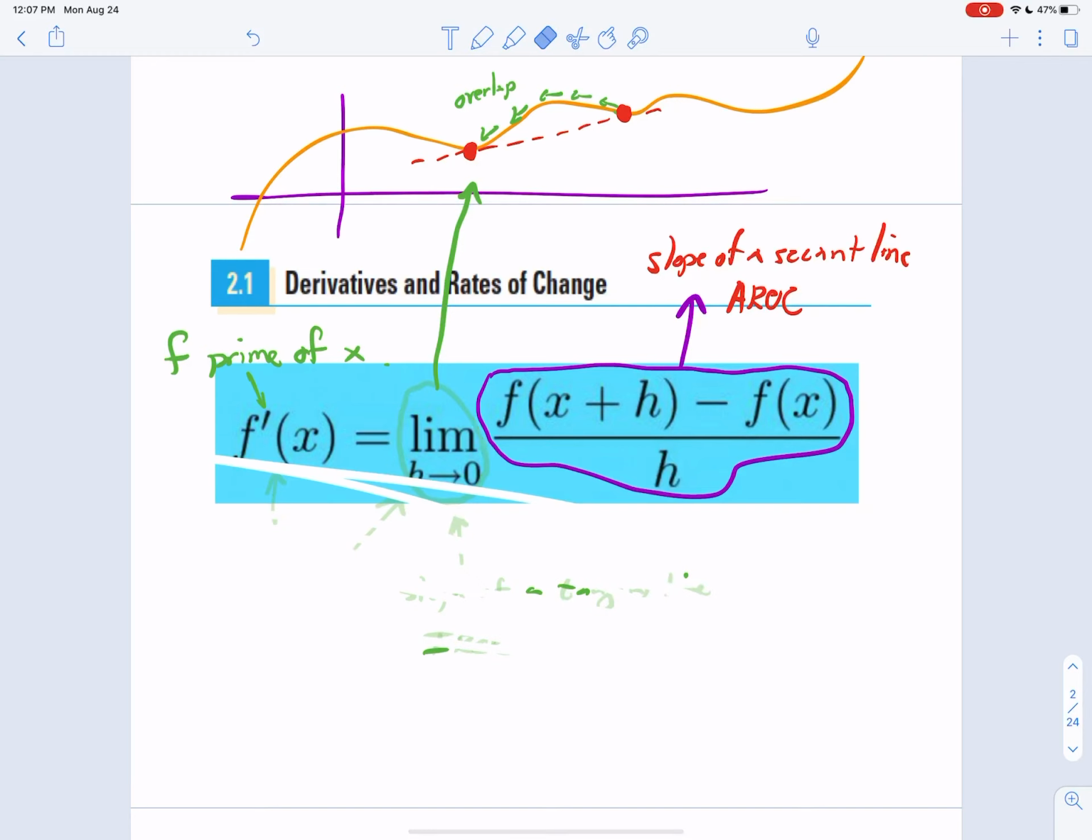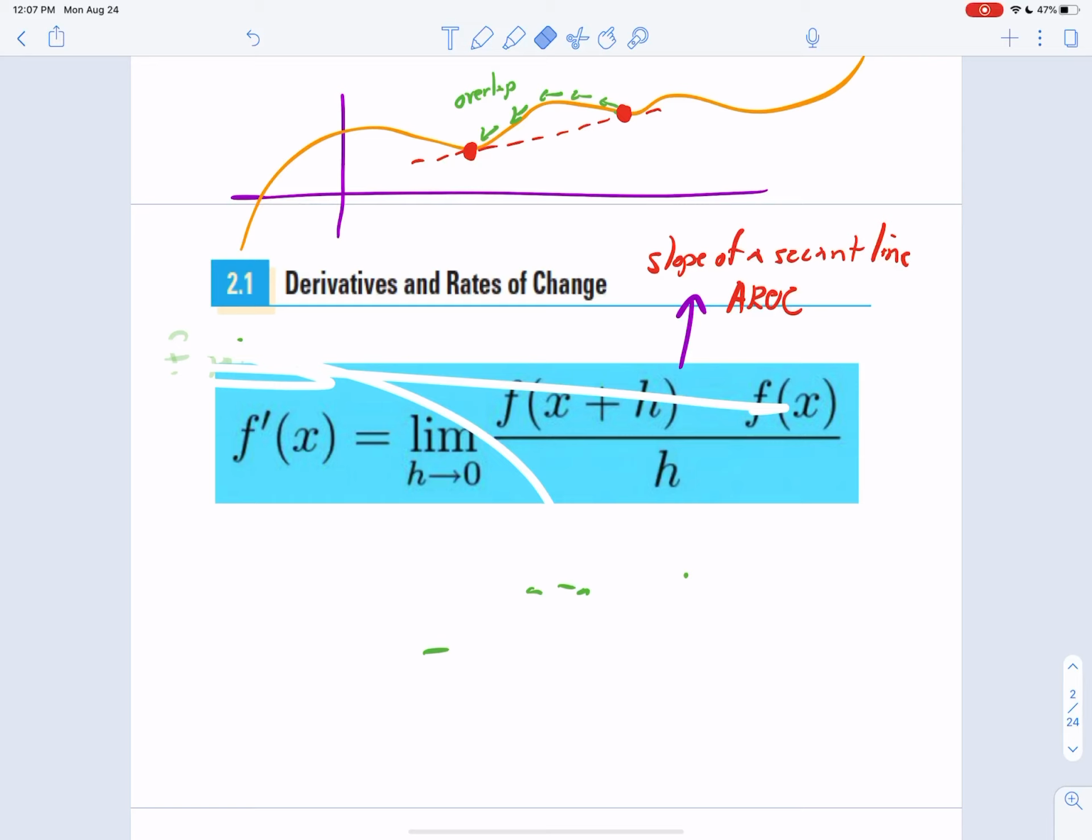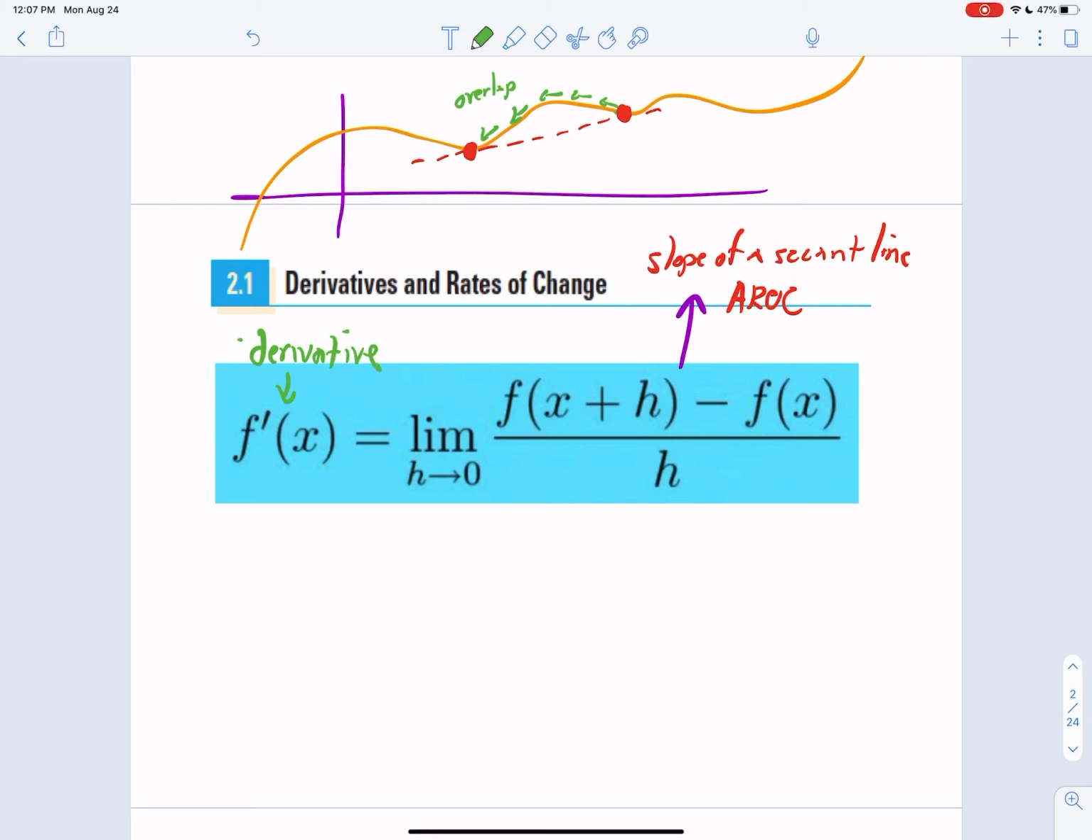Let me make some space for you guys. Okay, so this is the way to write a derivative. A derivative is the instantaneous rate of change. The derivative is the slope of a tangent line, okay? So you can see derivatives in many different ways. So f prime of x or g prime of x or h prime of x, whatever prime of x is a derivative. Sometimes they'll even just say y prime, all right?